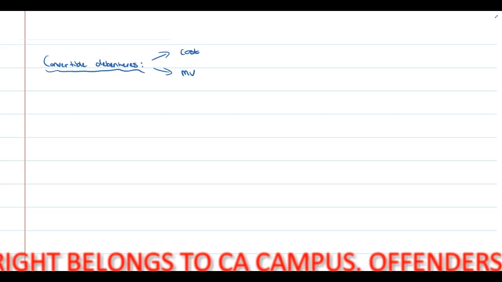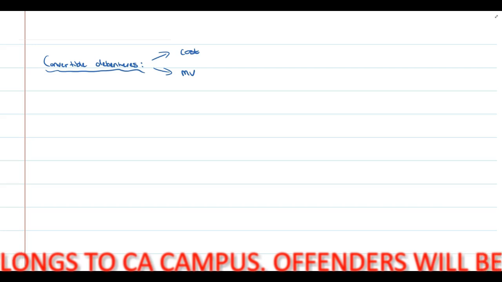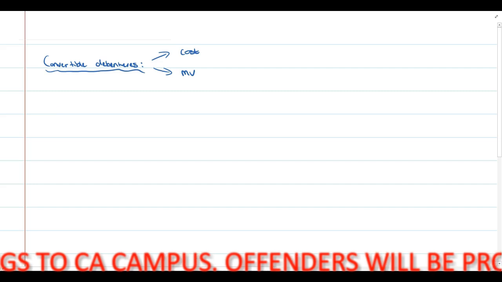Let's move on to the convertible debentures. So once again, we need the cost and we also need the market value. Now guys, if you refer back to your lecture notes, I told you to perform this calculation in 2 steps. In step 1, we are going to calculate the future value of each alternative.